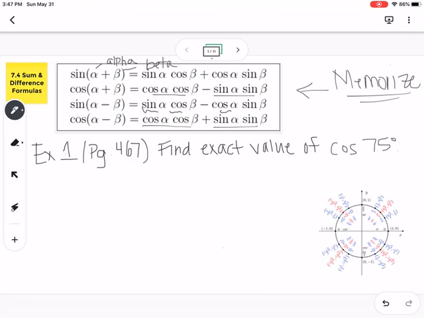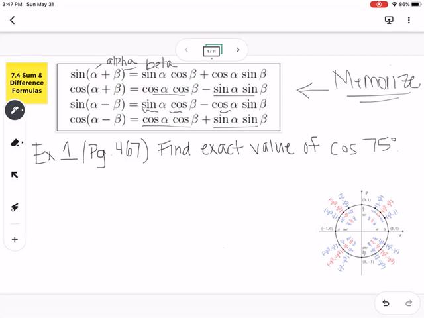So we're going to start with example 1. This is right from your book again, page 467. It says find the exact value of cosine of 75. So you could 100% put it right in your calculator, get cosine 75 degrees, but we're not going to do that.